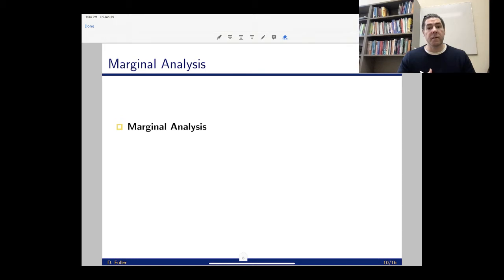The answer is that most of the decisions we make in our lives occur on what economists call the margin. And what we mean by on the margin is we're thinking of adding or subtracting one more of something or a small amount of something.